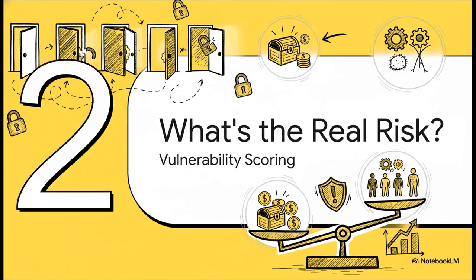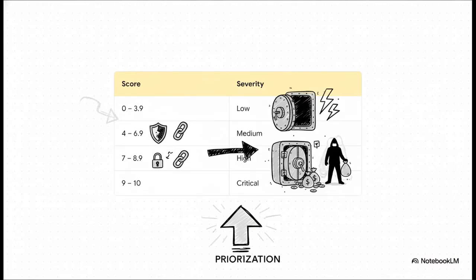Okay, so we found a few unlocked doors. But here's the reality. You can't fix everything all at once. It's just not possible. So the next critical question is, which of these doors leads to the family jewels, and which one just leads to a broom closet? We have to figure out the real risk. To do that professionally, we use something called the Common Vulnerability Scoring System, or CVSS.